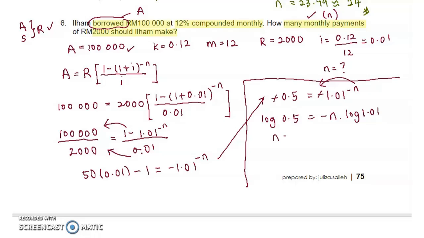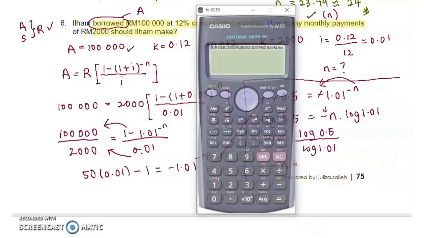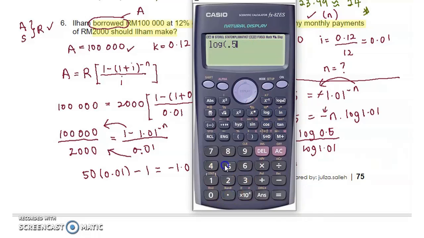So N equal to, sorry, not N, negative N. So be careful with the negative sign here. So negative N equal to log 0.5 divided by log 1.01. Negative N equal to log 0.5 divided by log 1.01. So we get negative 69.66.